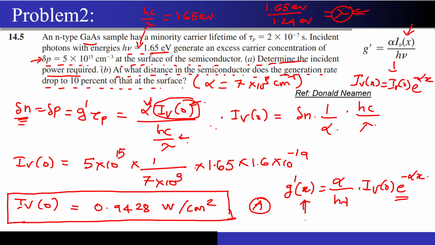So now what I can do is write this stuff. What is this stuff over here? I can also write this as g dash of 0. How? If I substitute x equal to 0 over here, this exponential term will become equal to 1, and g dash of 0 will become equal to this constant. Now I can write g dash of x as g dash of 0 into e to the power minus alpha x.